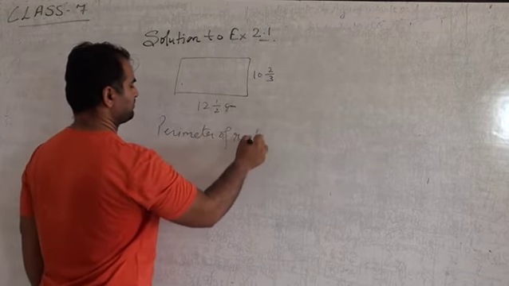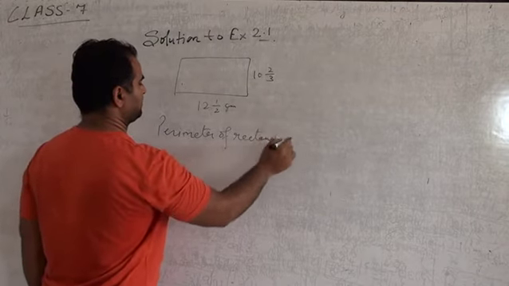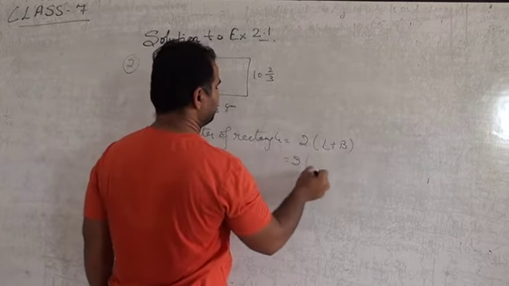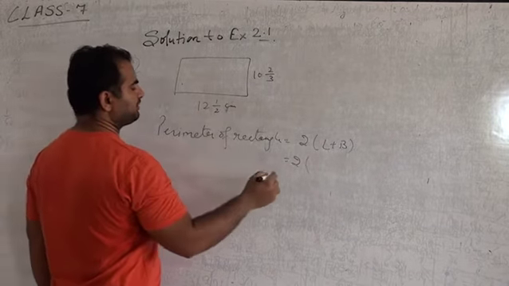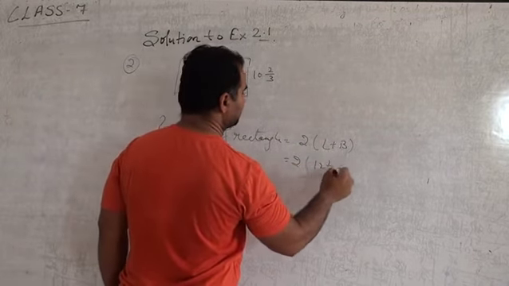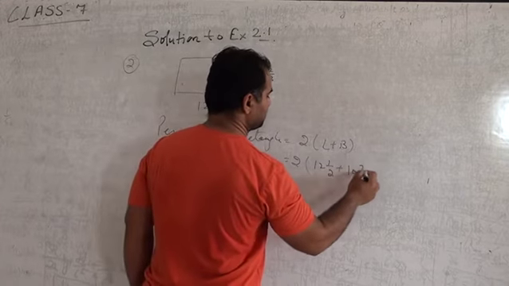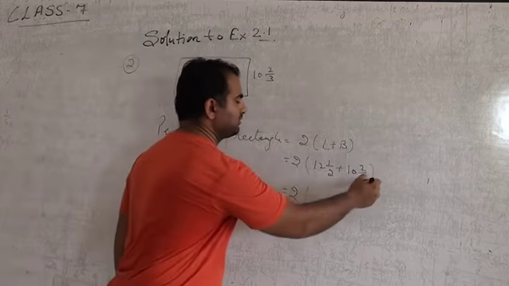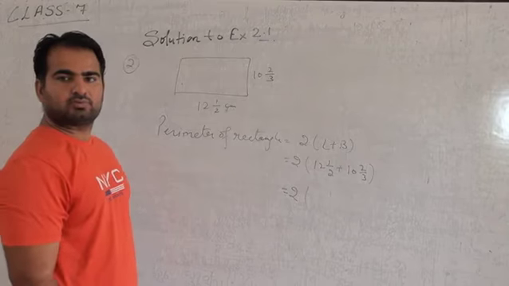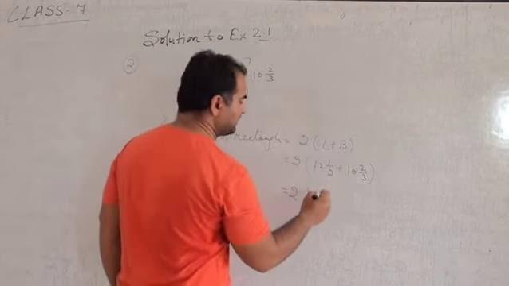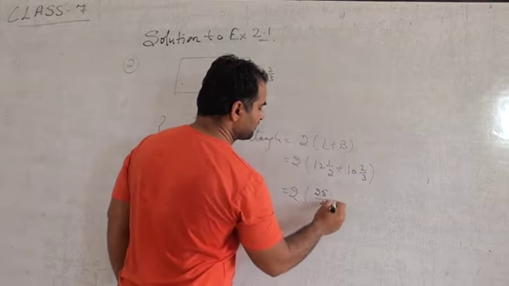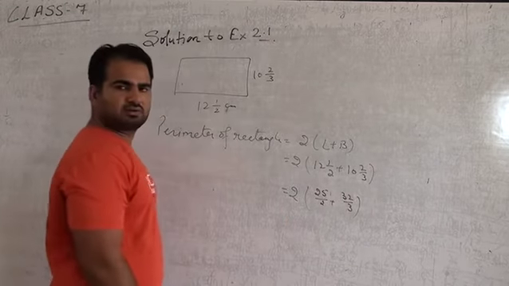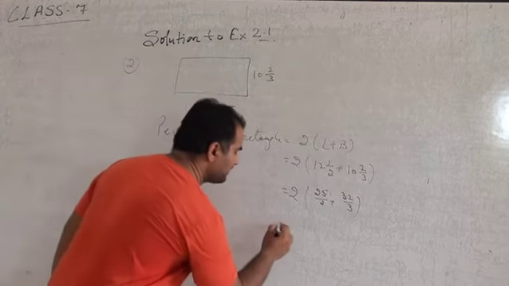So perimeter of rectangle equals 2 bracket L plus B. It will be 2 bracket. What is the length? It is 12 1 upon 2 plus 10 2 upon 3, 2 bracket. So we have to change it into what? Improper. 12 2s are 24 plus 1, 25 by 2 plus 32 by 3. Done. Now we have to find the LCM.